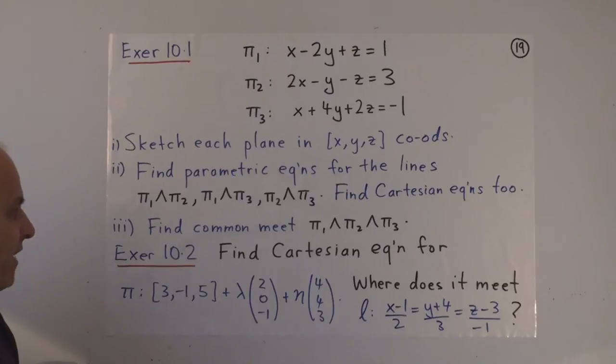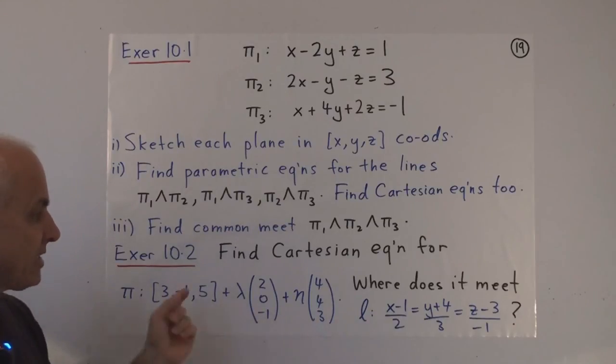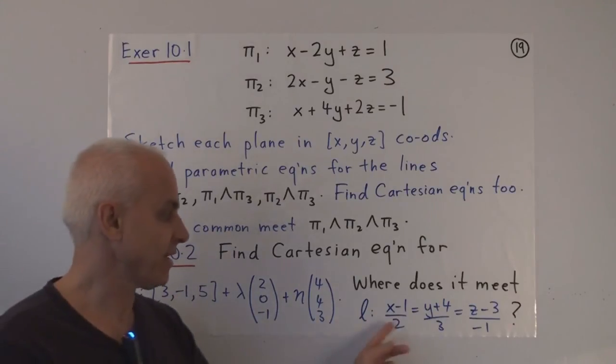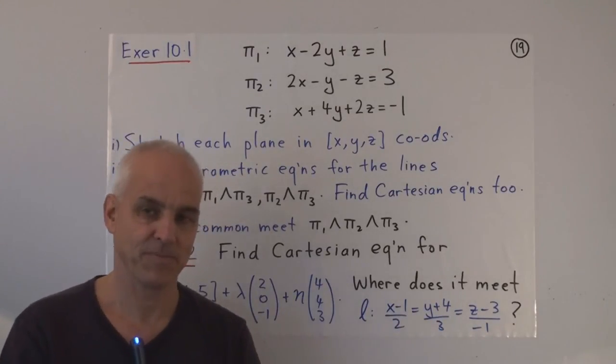And the second exercise, find the Cartesian equation for this plane, given here parametrically, and where does that plane meet this line given in terms of a Cartesian equation.